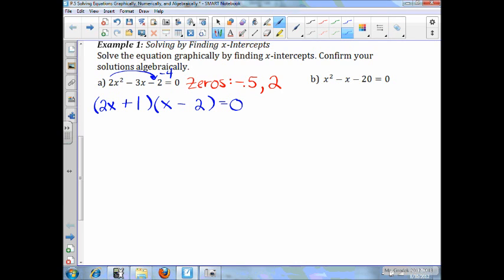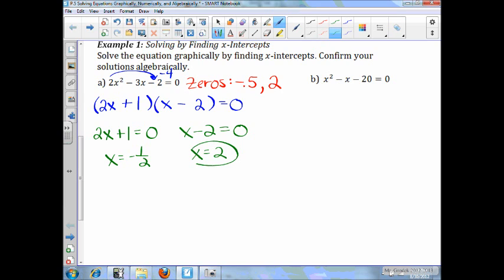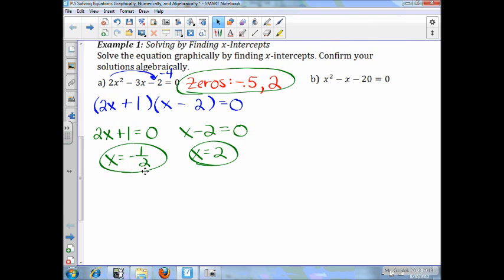And it does equal 0. Now we're going to use something called the zero factor property. Set them both equal to 0, which you all should be comfortable with. Subtract 1, divided by 2, means x equals negative 1/2. Add 2 here, x equals 2. You just confirmed algebraically that those are your zeros. We'll do much the same thing in letter B.